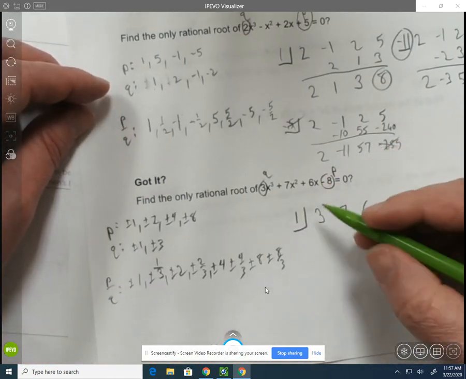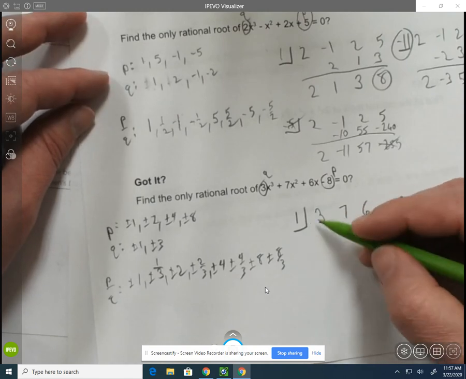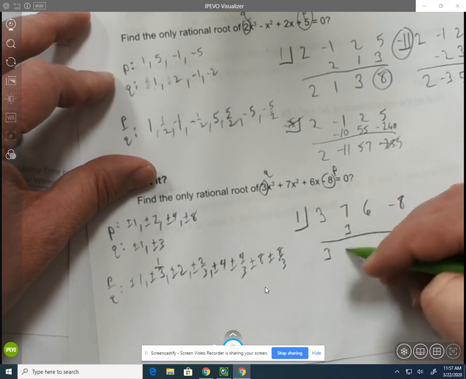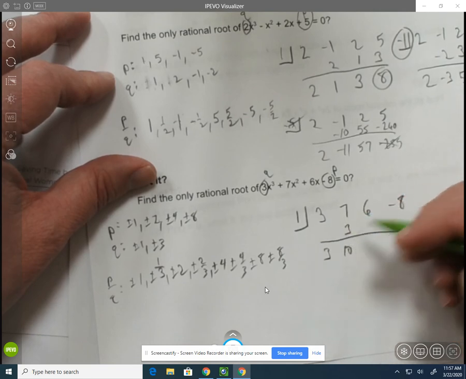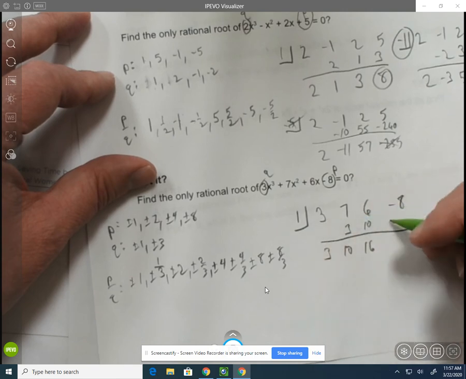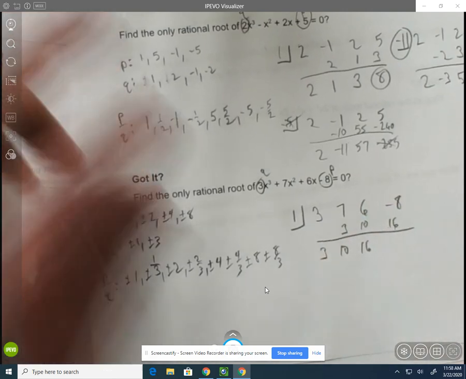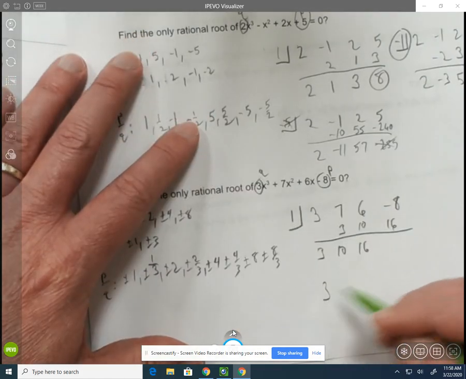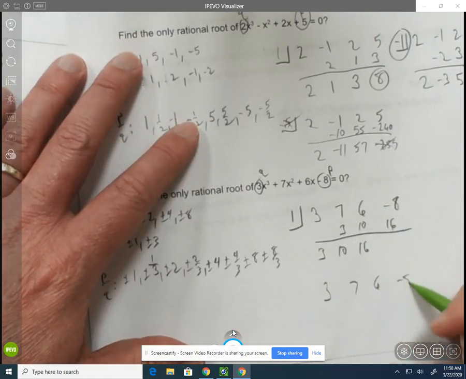Let's try 1. Let's see. I add, and then I multiply. I add, and then I multiply. I add, and then I multiply. Nope, not 0. So it's not 1. Okay, let's try it again. 3, 7, 6, -8.